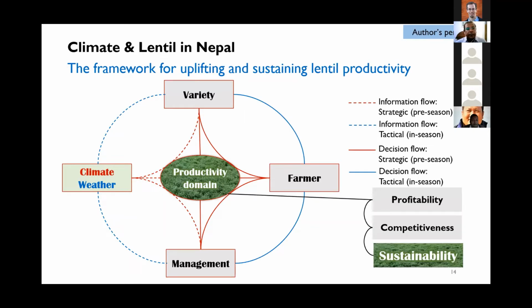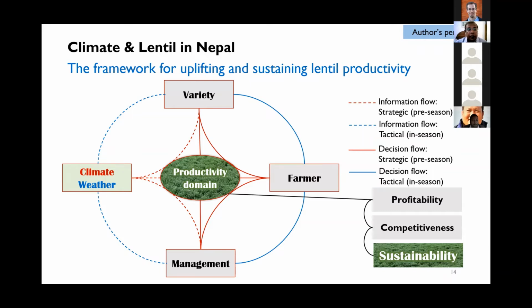Next, please. So this figure presents the framework for upliftment and sustaining lentil productivity, centering around climate and weather. Performance of a productivity domain, that is a lentil field, is influenced firstly by climate. The climate provides strategy, that is pre-season information on probable potential varieties for the domain and variety-specific management options.